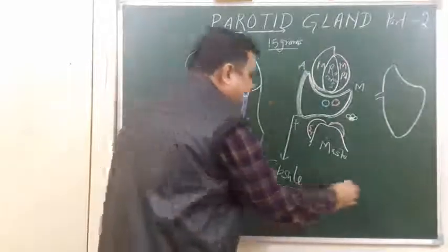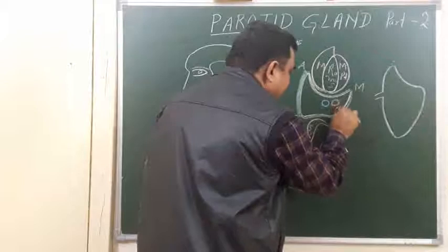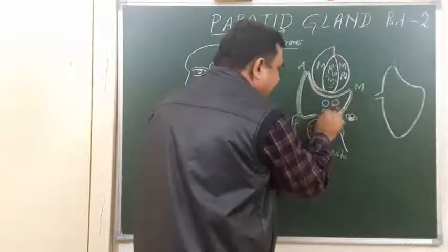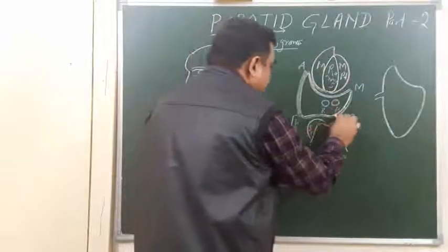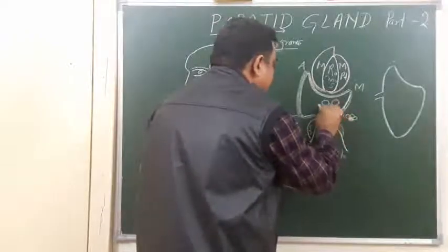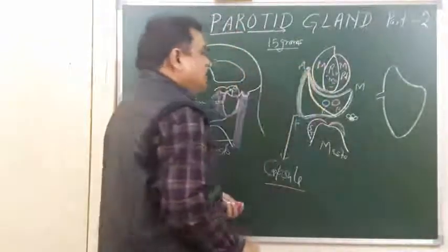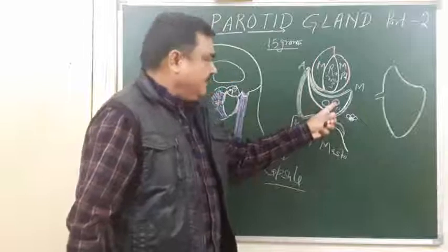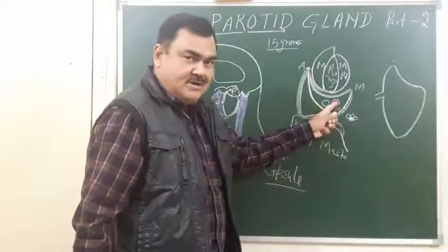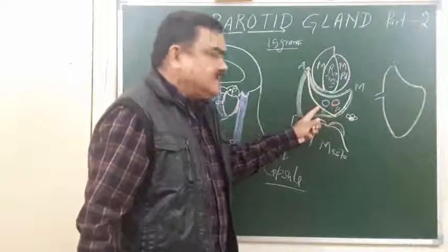So from the medial-most structure, this is the external carotid artery, and this is the retromandibular vein. And another structure is the facial nerve. So from medial to lateral side, these structures are present: external carotid artery, retromandibular vein, and facial nerve.